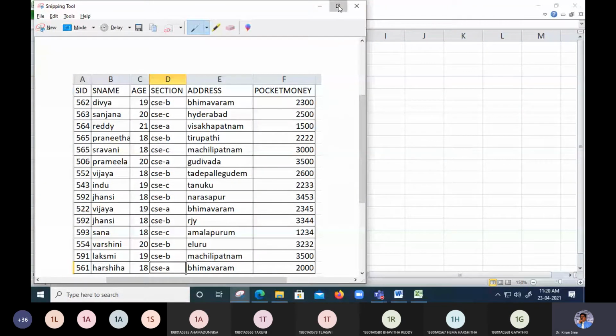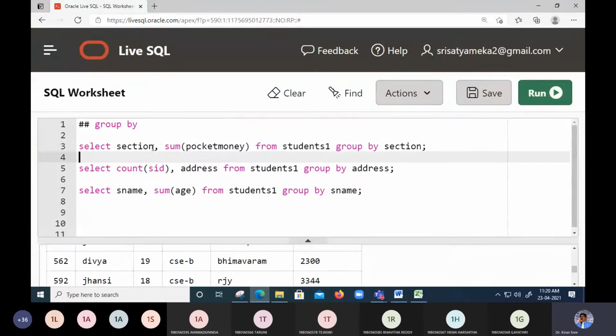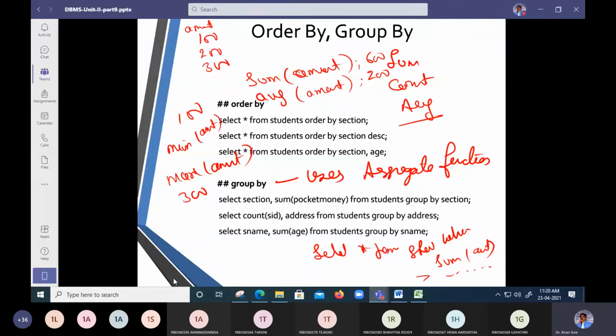We are going to have this data here, original data saved in the database. Now we have to work: select section, comma, sum of pocket money from student, group by section. See how much complexity is involved in this query. You should understand the complexity involved in this query.